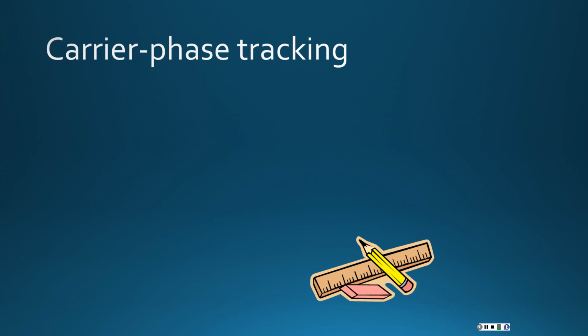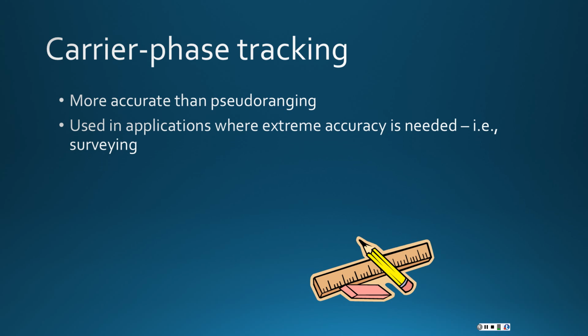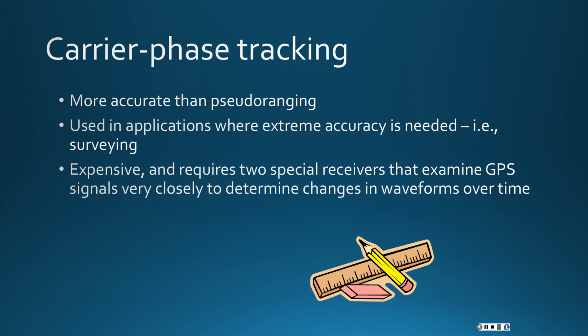The last thing we will talk about before getting into GPS accuracy is carrier phase tracking. This method for determining position is considered to be more accurate than pseudoranging and is used in applications where extreme accuracy is needed, such as in surveying. In surveying, you want to make sure that when you are marking a property boundary, you are being as accurate as possible. Being off by 43 feet in this situation could cause an issue down the line between property owners.